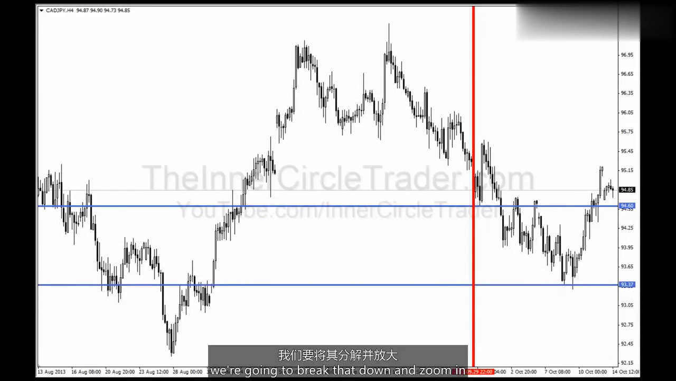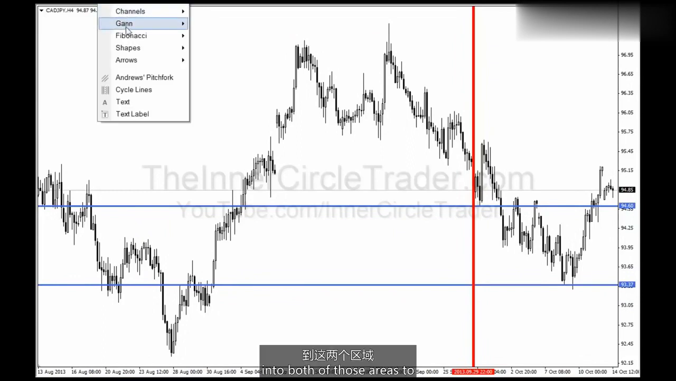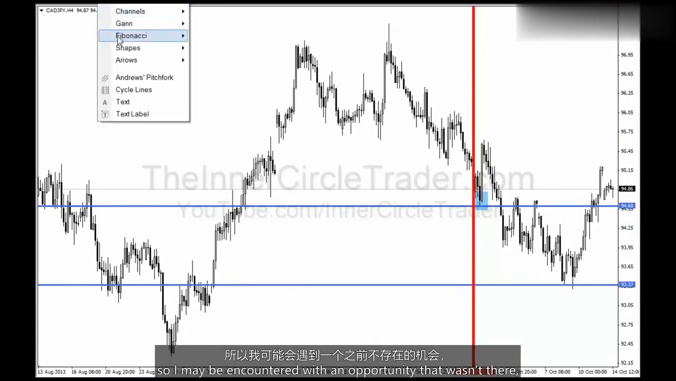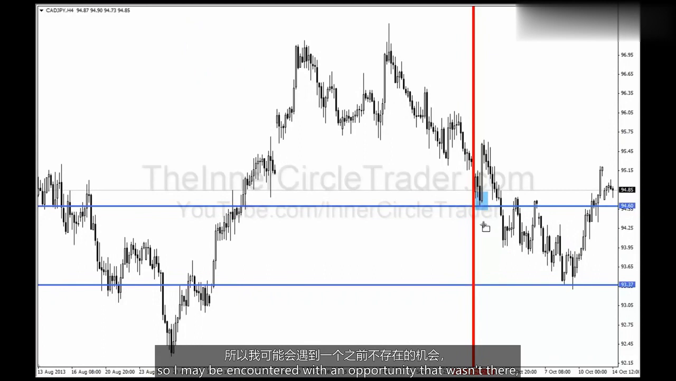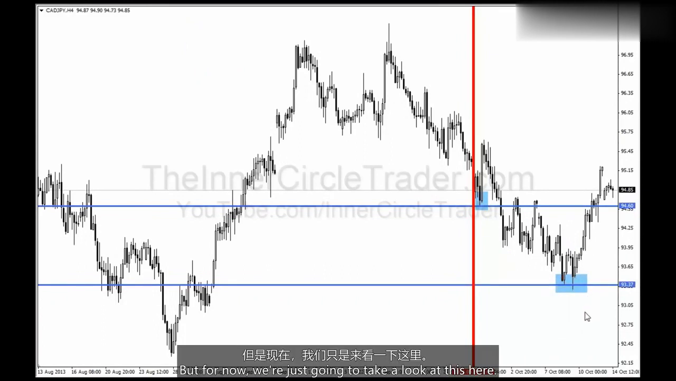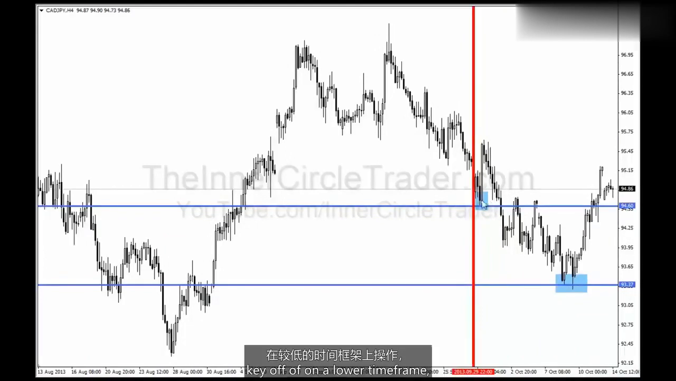Now what we're going to do is break that down and zoom in on both of those areas to highlight where price may have, because we don't know, I'm looking at these examples for the first time, so I may encounter an opportunity that wasn't there. But for now we're just going to take a look at this here. When price trades down into these levels here, we want to be looking for an optimal trade entry to key off of on a lower time frame. So we're going to do that now.